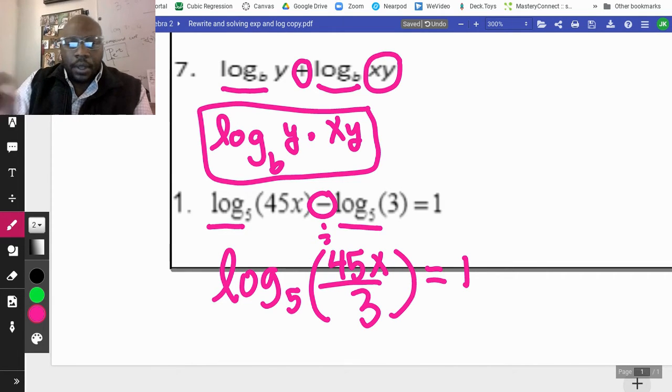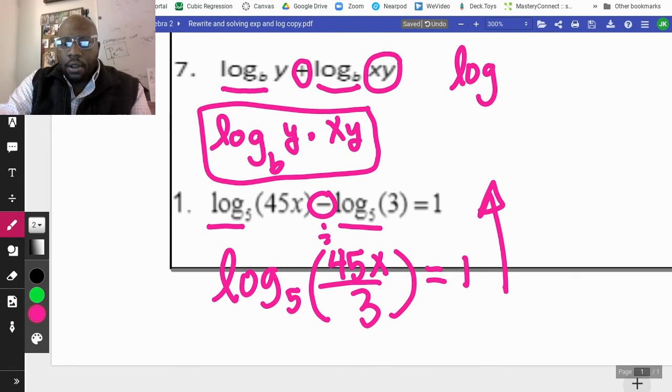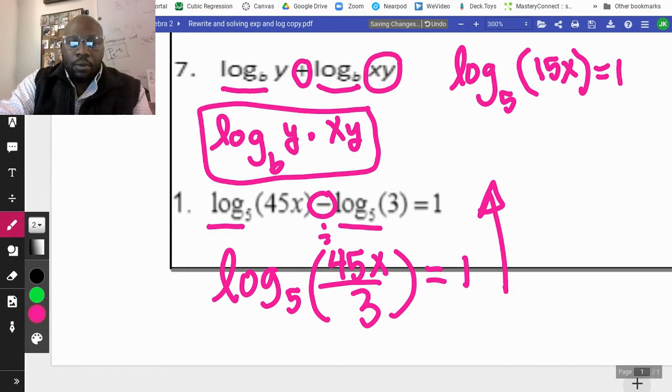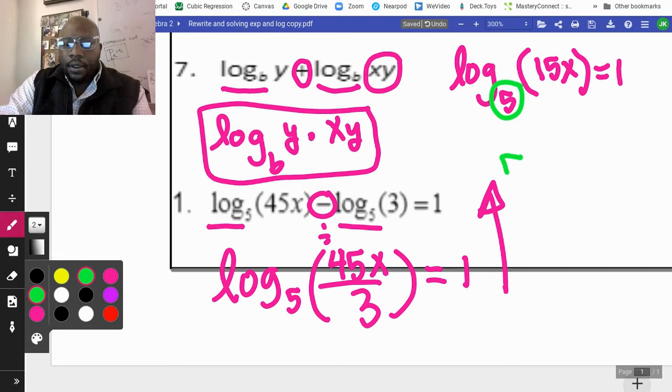So let's continue. I can continue to work on this side. I can divide inside here, 45 divided by 3. What is that, 15? So I should have log of 5, and inside I have 15x, because I divided 45 by 3, equals 1. Then I know I can rewrite. First, you keep the 5 over here. When you're rewriting, you're swapping these. In other words, you're going to bring this down here, the 1, and bring this down here, 15x.